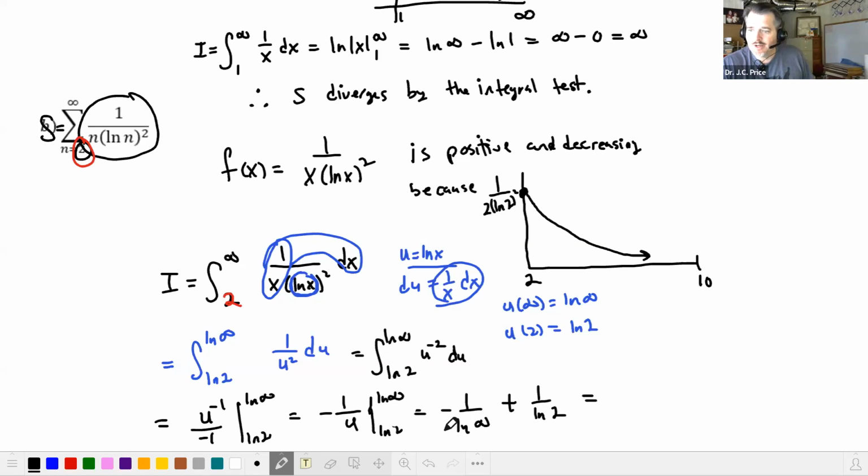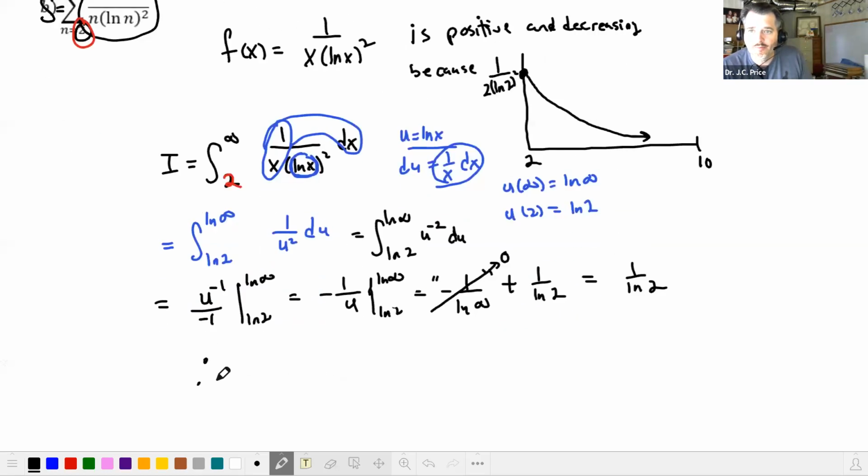And so that's going to be equal to, now ln of infinity is like infinity, so 1 over that is going to be like 0. And so I just get 1 over ln of 2, which is an actual number. I don't know what number that is, but I don't even care about the actual number. I just care that you get something out, that it converges. So then I can conclude what? So here, we'll write therefore, our series S converges, and then don't forget to write why, by the integral test.